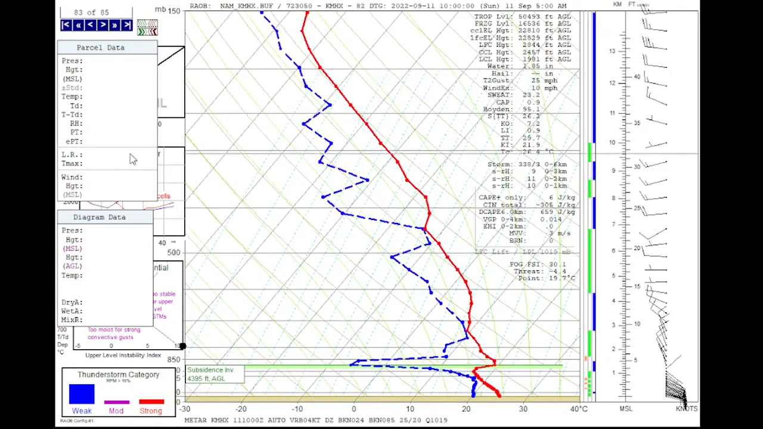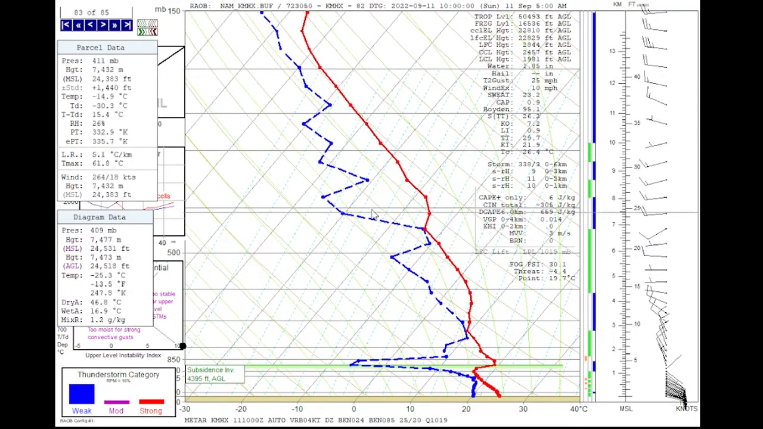Now if we close that out, when we put our mouse over this chart, we can see all our values to the left. So our pressure, height, mean sea level, temperature, dew point, relative humidity. So we want to know how high we are.